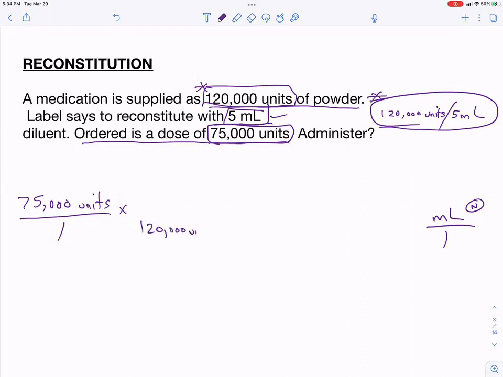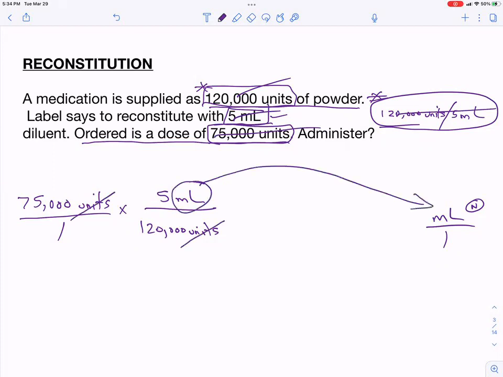120,000 units in 5 milliliters. Now I can look at my problem. I've used this, I've used that, I've used that, and I've used that. I can cross off my units, and I'm left with milliliters. That's exactly what I want. When I look at my problem, there's nothing left other than milliliters. So now you know it's just math.